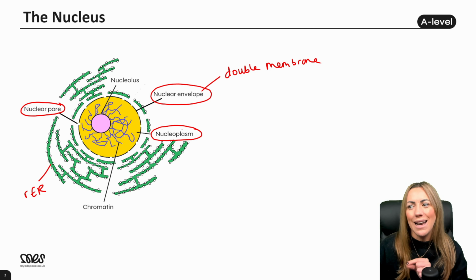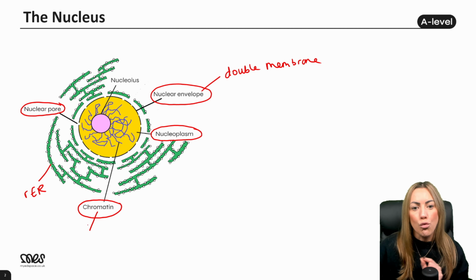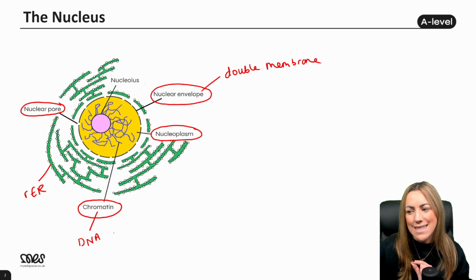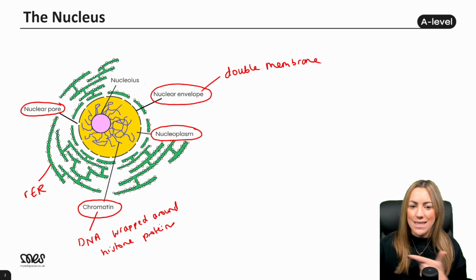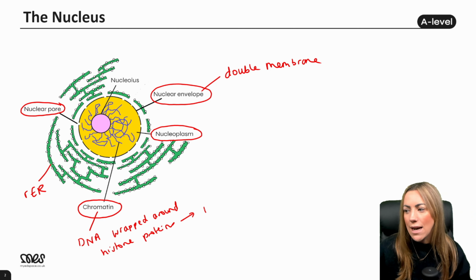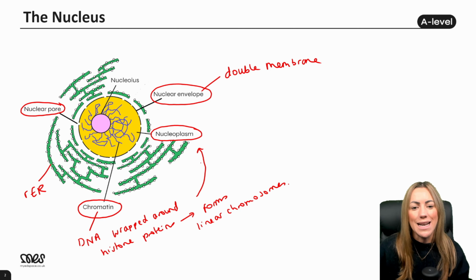Now, in the nuclear plasm is where we actually find the DNA. And the DNA is associated with histone proteins. So we call that chromatin. Chromatin is DNA wrapped around histone proteins, if you've not heard that word before. Now, obviously, in eukaryotic cells with a nucleus, the DNA is wrapped around histone proteins and then it forms linear chromosomes. So we'll write that down as well. And as I said, that is found in the nuclear plasm.